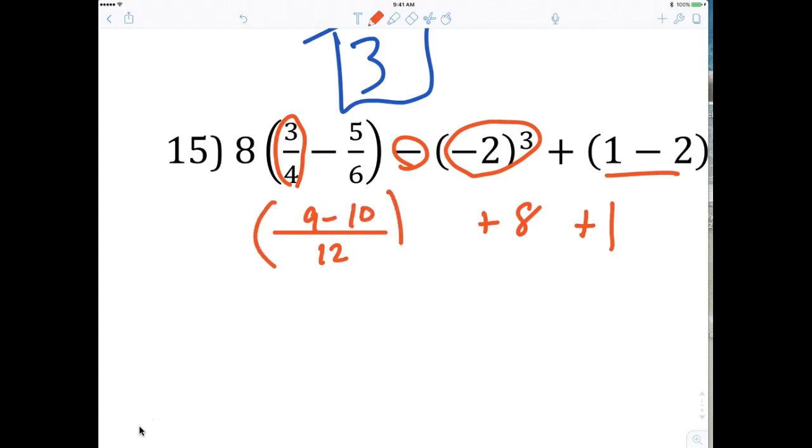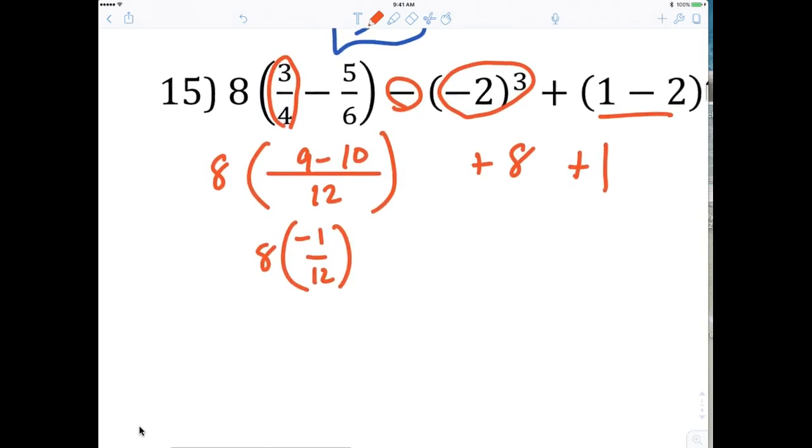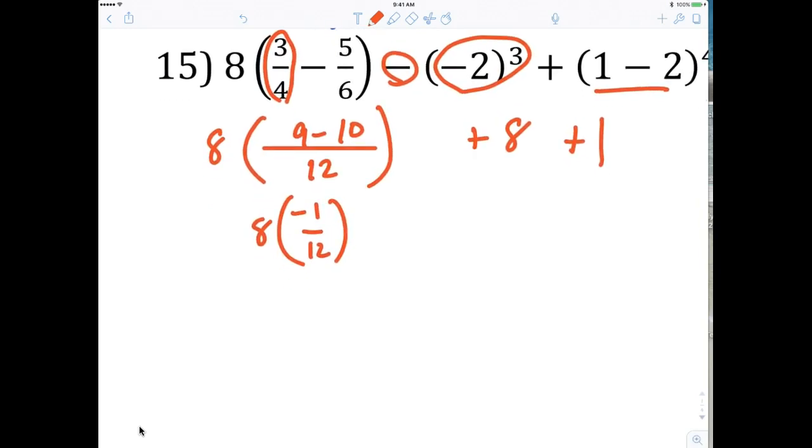And then I'm going to multiply that answer by what? 8. So what's 9 minus 10? Negative 1. So I have negative 1/12 times 8. So I can reduce, right? I can reduce by 4. That would be a 2. And that would be a what? 3. So that would be a negative what? That would be a negative 2/3 plus 9. Is everybody with me on that?